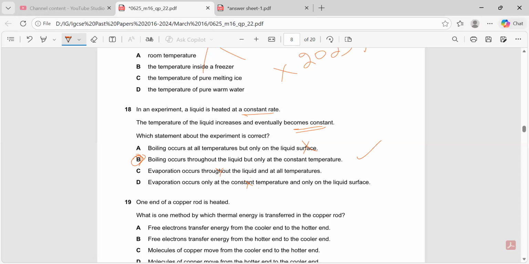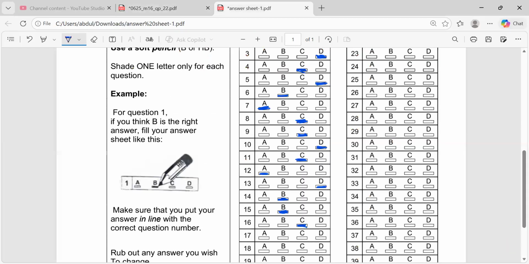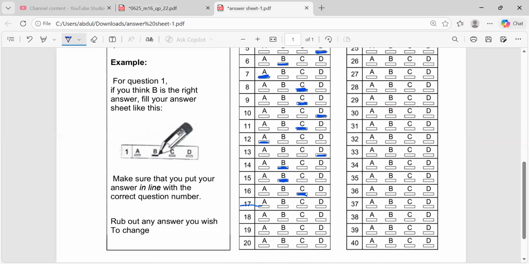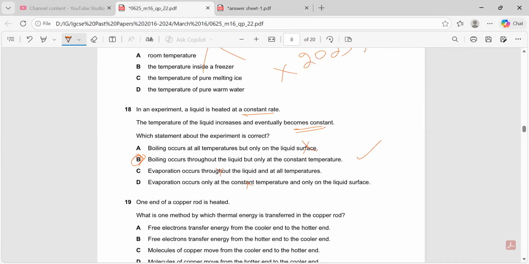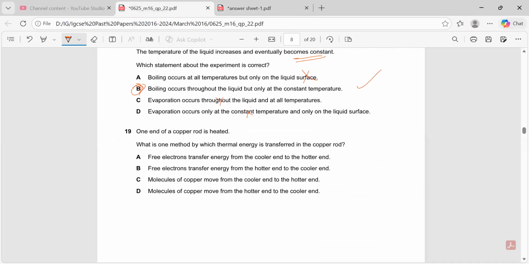Now, my dear friends, when I go back here on the data sheet, see, in the exam, as I'm telling you, first of all like this, and then you can connect our shade B. Question number 19. One end of a copper rod is heated. What is the method by which thermal energy is transferred in the copper rod?